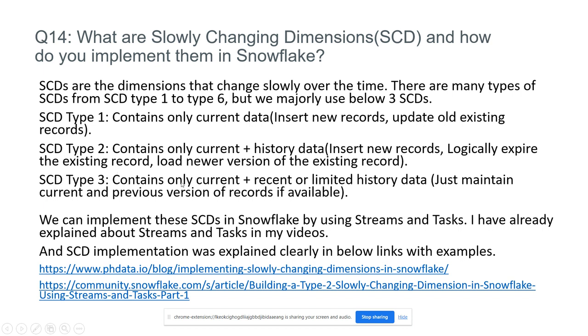And SCD type 3, it will contain only current and recent history data or limited history data. That means it will just maintain current and previous version of the records available. Suppose a record is there on day 1. Okay, so on day 2 an update came. So what it will maintain, it will maintain both day 1 and day 2. Now on day 3 another update came for the same record. Now it will maintain only current and previous. Current is day 3, previous is day 2. So it will delete the record that was of day 1. So here SCD type 3 maintains only current and the previous version of the records.